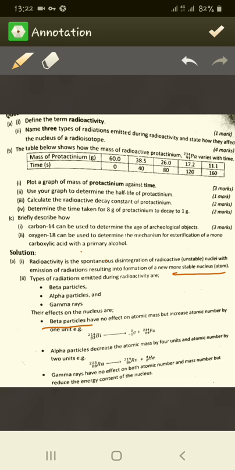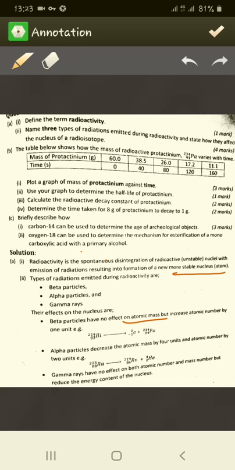Beta particles, we know they have no effect on the atomic mass, but they increase the atomic number. One of you answered by saying they increase the atomic number and stopped there. Now I was asking, does it increase the atomic number by 5, by 4, by what? So you have to be specific in chemistry and say beta particles have no effect on atomic mass, but increase the atomic number by one unit. So you must mention that to score that mark.